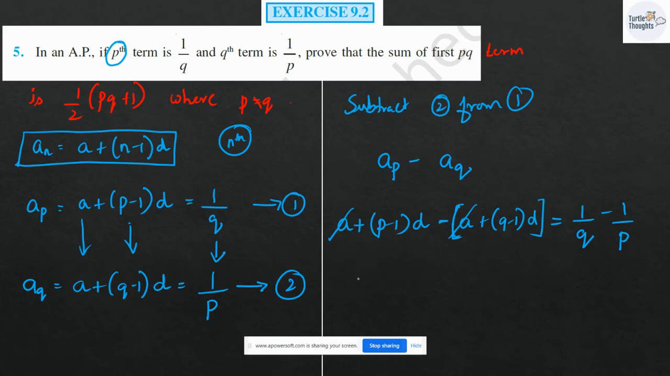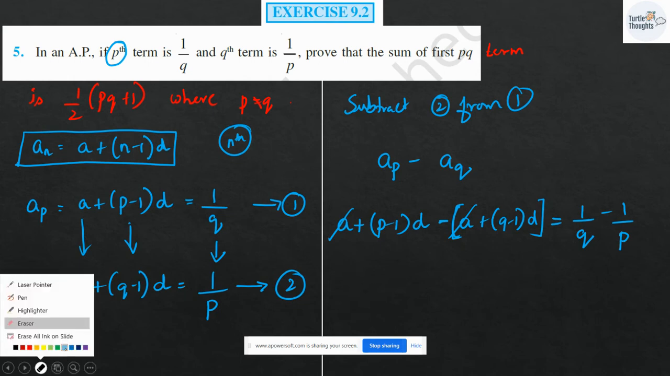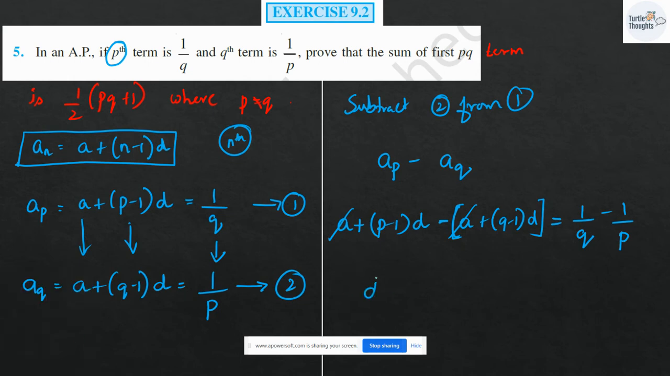So, I will be getting here P minus 1 multiplied by, I can take D as common. I will be getting P minus 1 and minus Q plus 1. Minus into plus, minus, minus into minus, I am getting as plus. This is going to be equal to, take the LCM, P into Q here, P will be coming here, P minus Q.